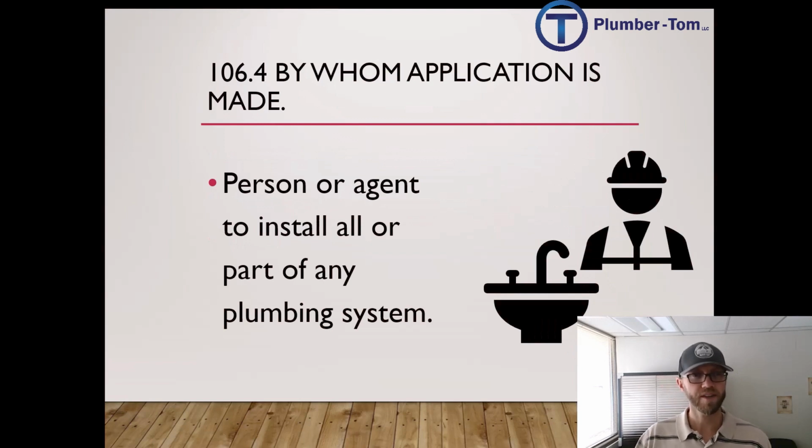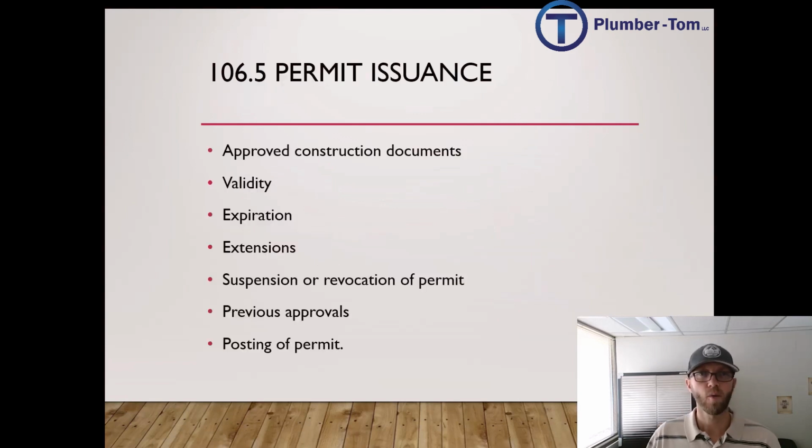106.4 talks about who is going to submit the application. It says the person or agent to install all or part of any plumbing system should be listed on the application. So most applications are going to require you to have your plumbing contractor number right on there so that they can say, yeah, okay, this is a legitimate plumber doing this work.